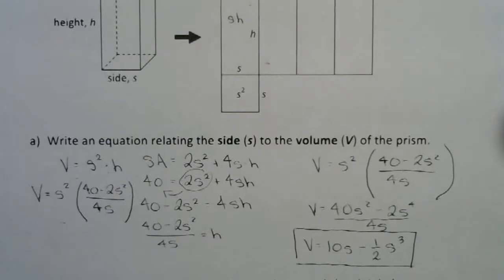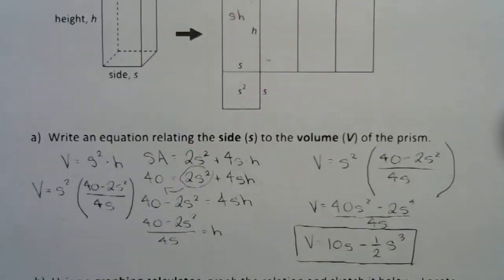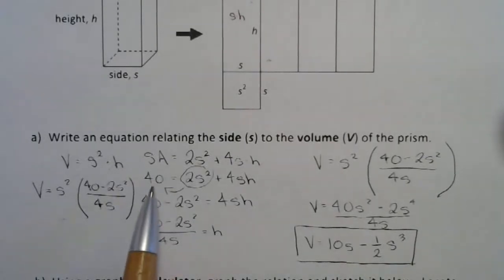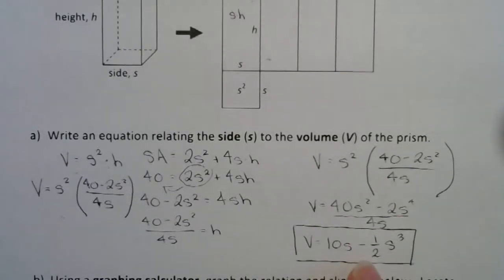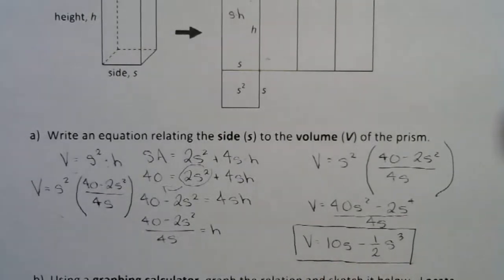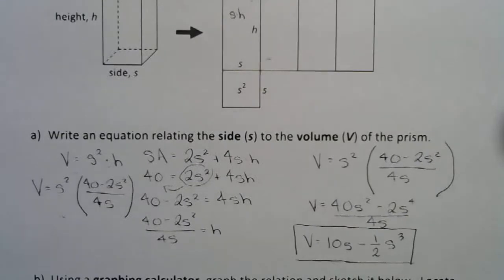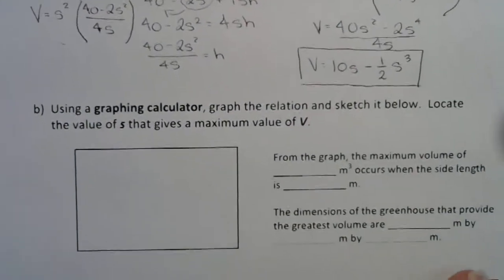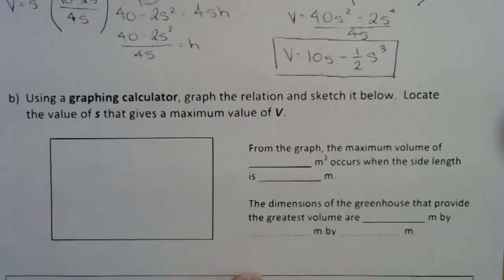Now, what we would normally do is try to optimize the volume. We've already taken into consideration that we have 40 meters of material in this formula. So this is actually now a calculus problem. What do we do to maximize the volume for this one? But since we don't know how to do that yet, we're going to use some technology.